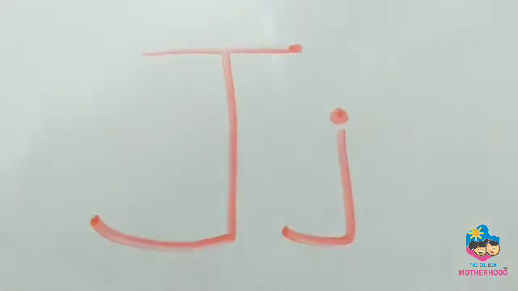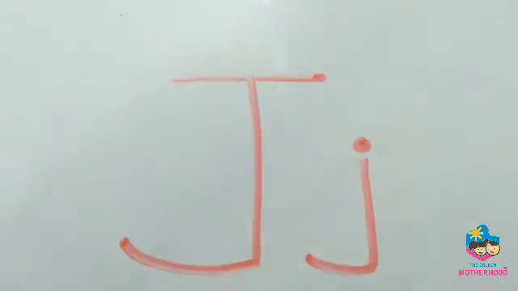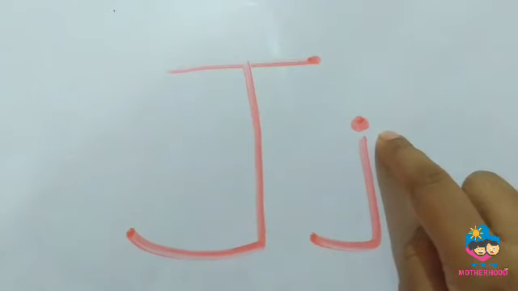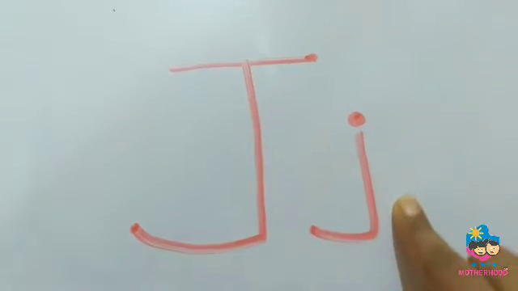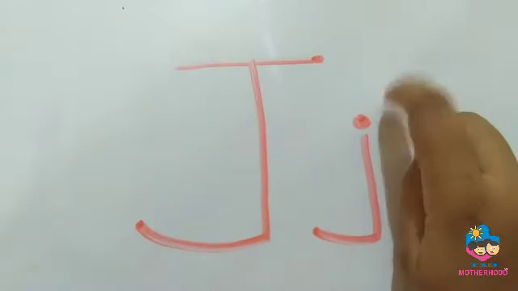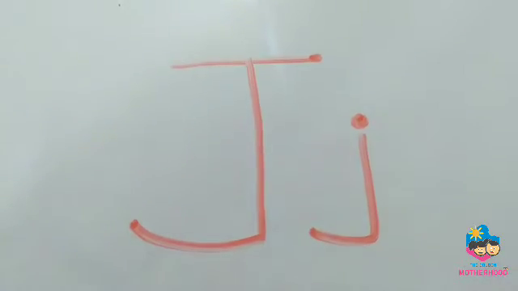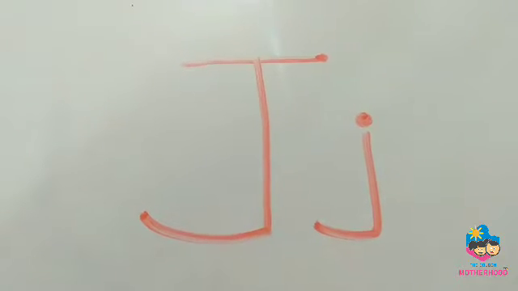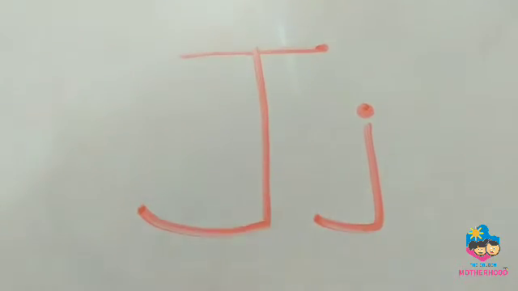Here capital J is a combination of one standing line, one upward curve and one sleeping line. And small letter j is a combination of one standing line, one slant curve and one dot. J for joker, J for jaguar, J for jam and J for jug.